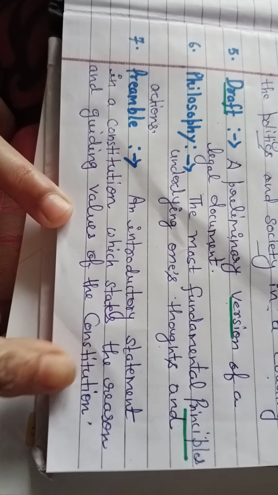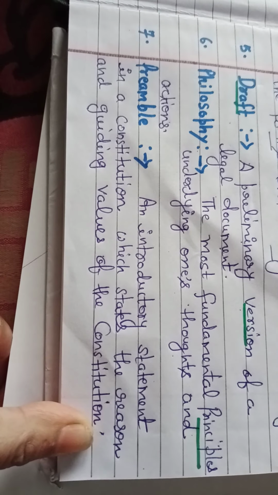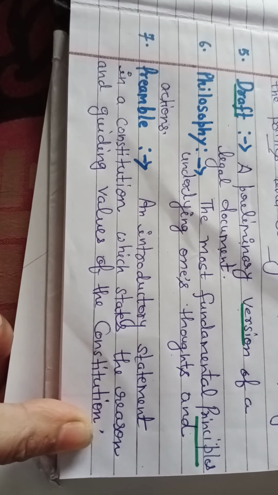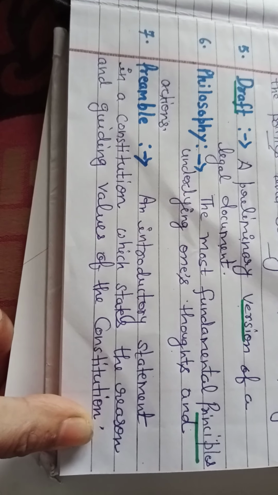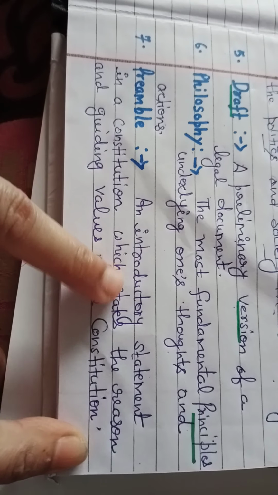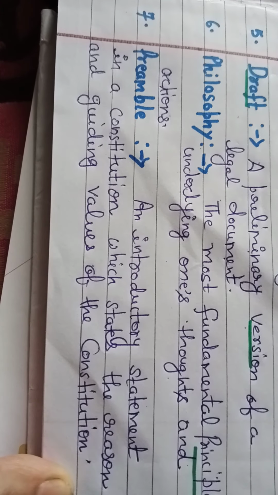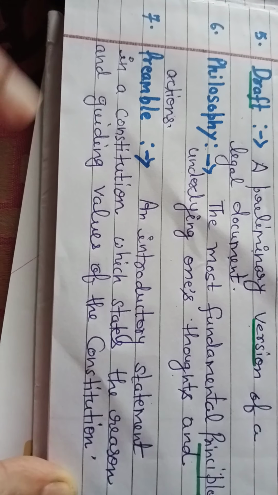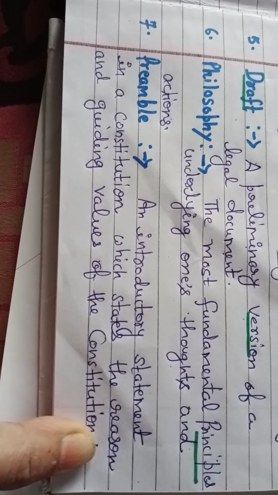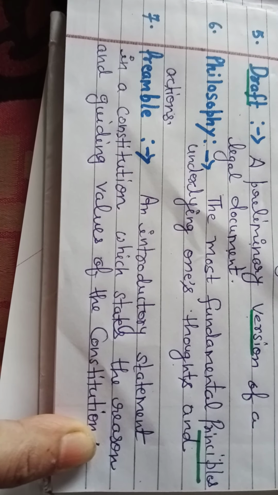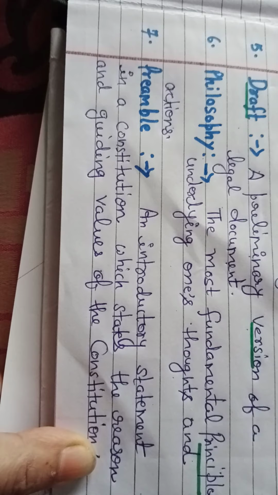Now the preamble. As you all know, in all our NCERT books the first pages have a preamble, where it is written, we the people of India. So what is the preamble? It is an introductory statement in a constitution which states the reason and guiding values of the constitution. Under the preamble it is written that we the people of India belong to a sovereign country. So it is the basic idea of our whole constitution of India.